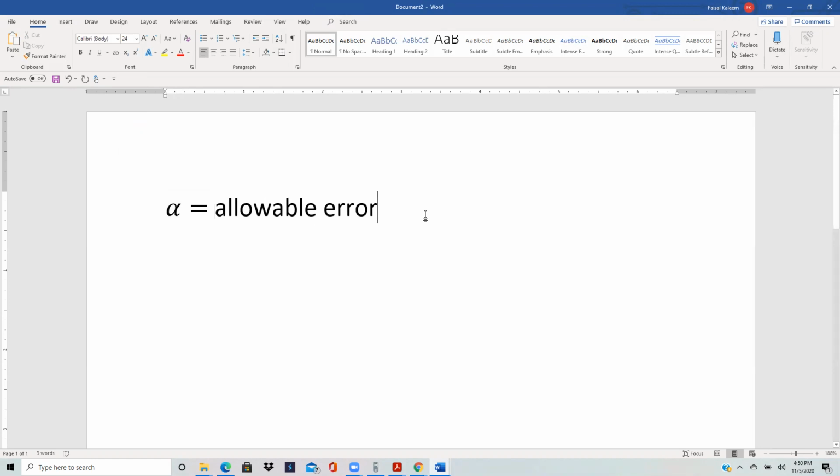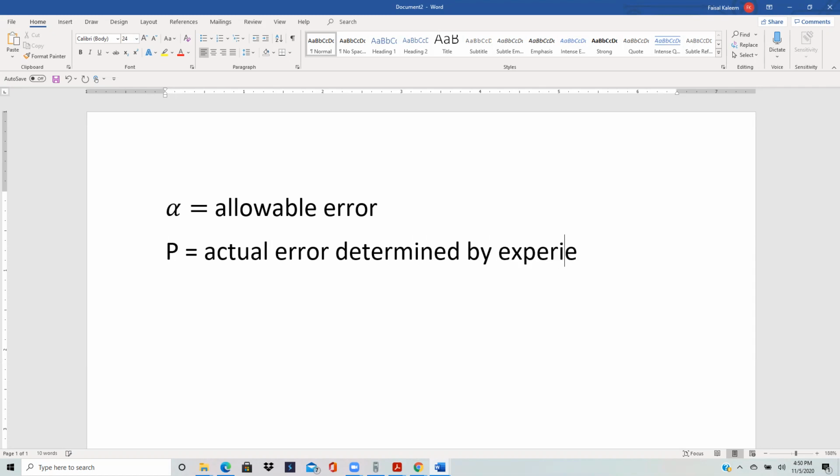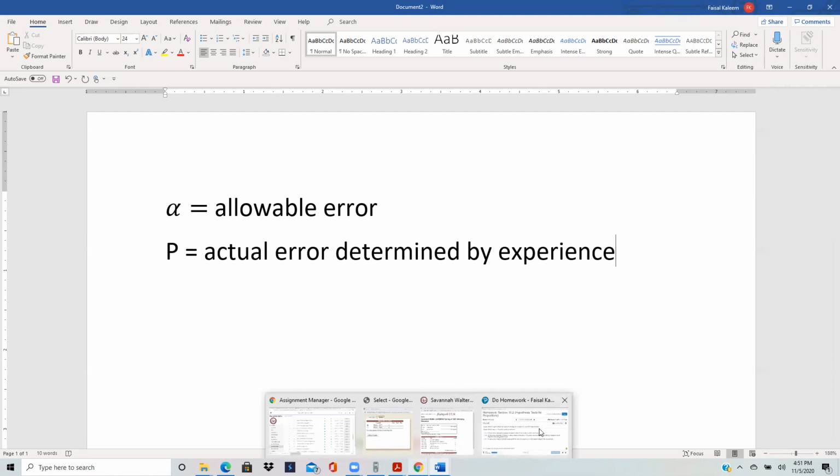And P, the big P, that's what they were asking us about. That is equal to the actual error determined by whatever work you are doing, by experience, let's say, or the experiment. All right, so P is the actual error. Let's see if we can answer the question there. Based on that, we may need some more.